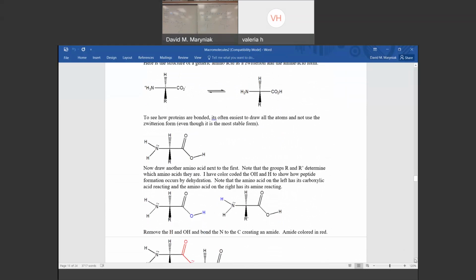And the reason we're studying amino acids in depth is because they are linked with amide bonds to make what are called peptides, polypeptides, and proteins. And again, proteins are the molecules of life. So to understand protein chemistry means we need to understand amino acid chemistry.